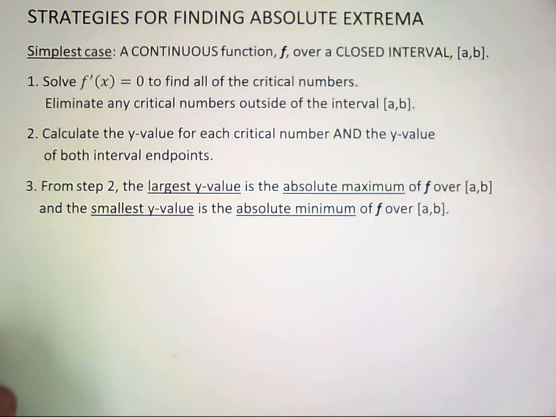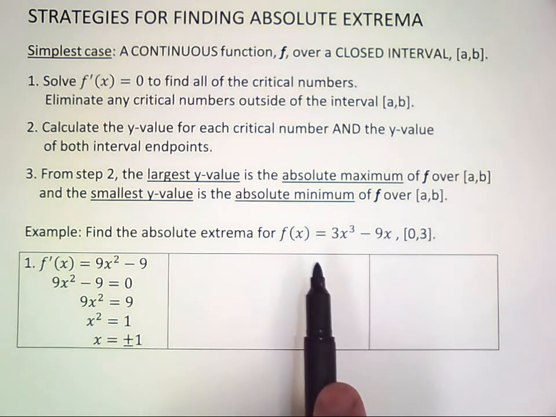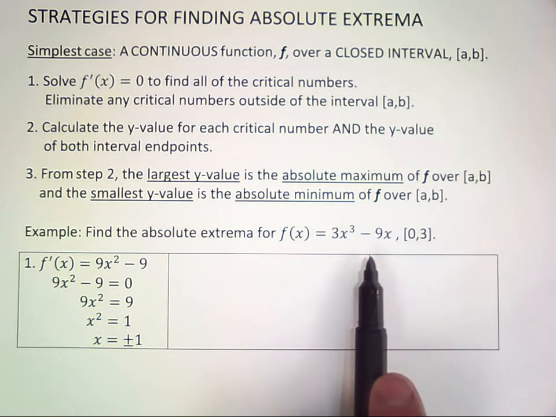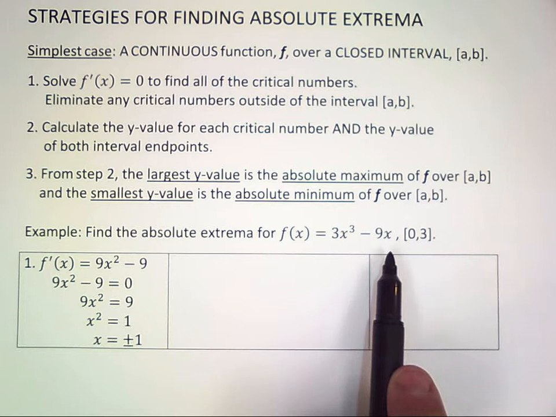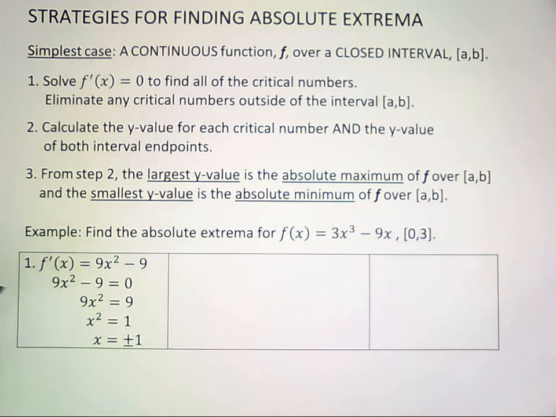For example, suppose I had the function f of x equals 3x cubed minus 9x over the interval from 0 to 3, the closed interval from 0 to 3. I've already carried out the first step, which is taking the derivative and setting it equal to 0. I don't want to focus on the mechanics here because I'm assuming you've already got that under control. If not, you can stop this and deal with that separately. I want to look at the big picture.